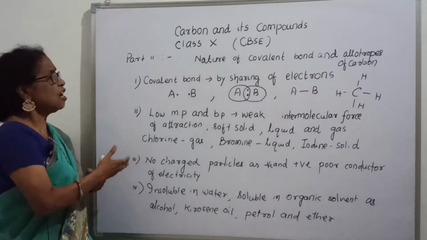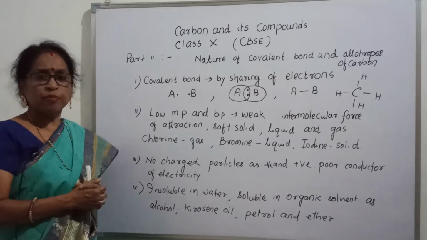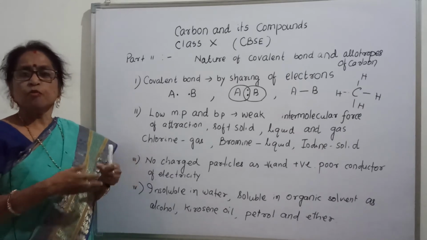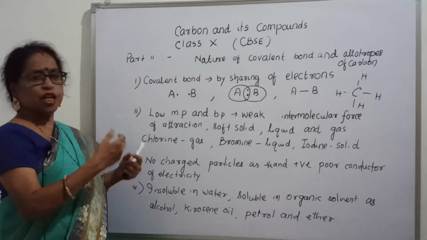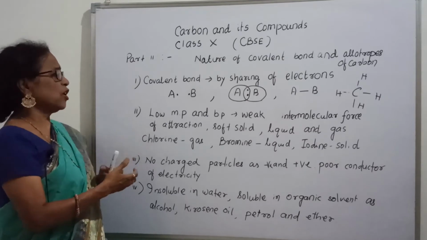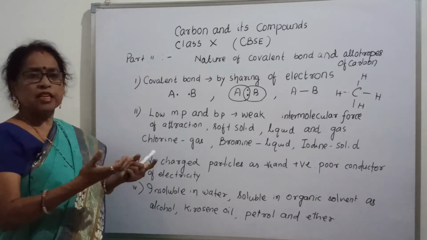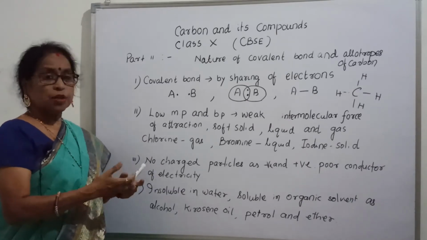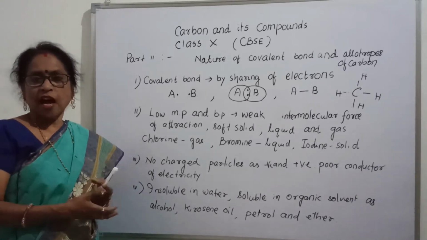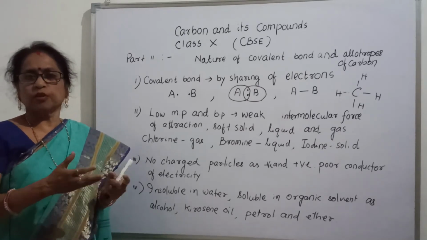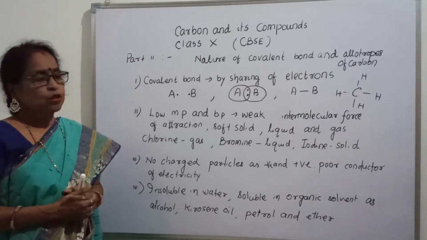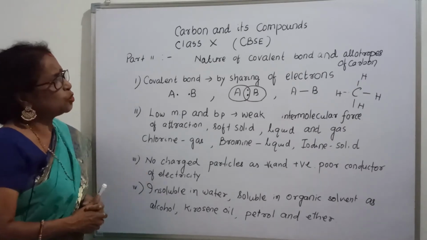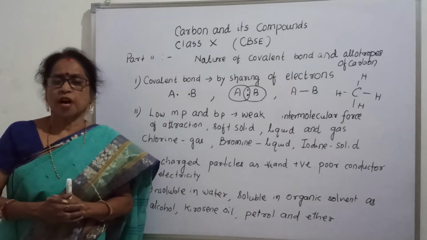I hope the nature of covalent bond is clear. The nature of covalent bond means there is no positive or negative charge, they are poor conductors of electricity, they are liquid, solid and sub-solid, with weak intermolecular force of attraction. They are insoluble in water because no positive or negative ions are present, and soluble in organic solvents such as alcohol, kerosene oil, petrol, and also ether. So I hope the nature of covalent bond is clear. Then I will proceed to what is meant by allotropes of carbon.